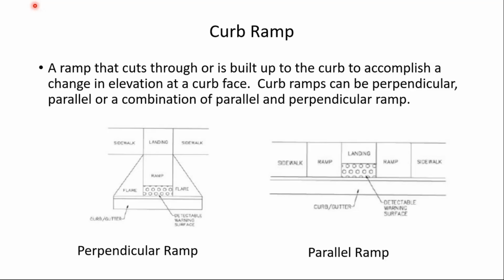Curb ramp. It's a ramp that cuts through or is built up to the curb to accomplish a change in elevation at the curb face so that someone with an assistive device can move between the sidewalk and the street. There's two types of curb ramps. We have the perpendicular ramp you see on the left and the parallel ramp on the right side. And we could have a combination of each of these, and we'll talk about that.